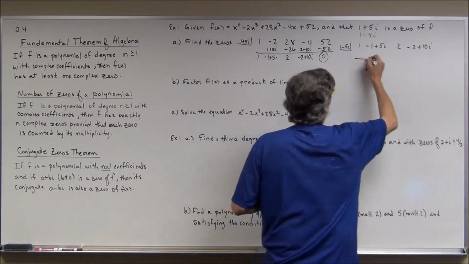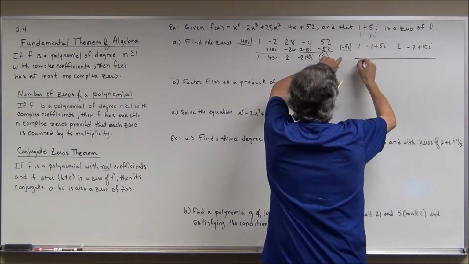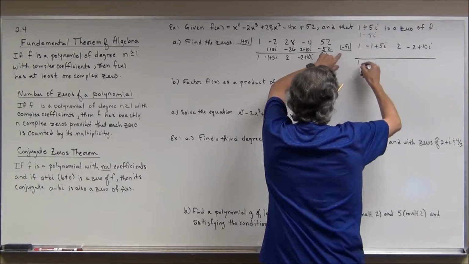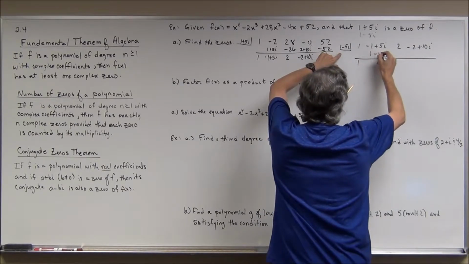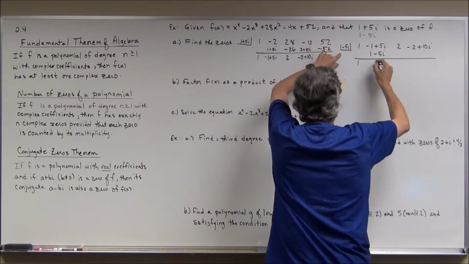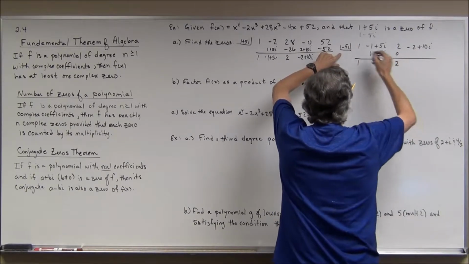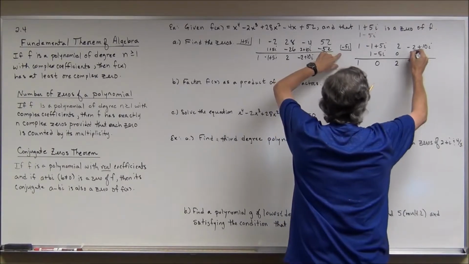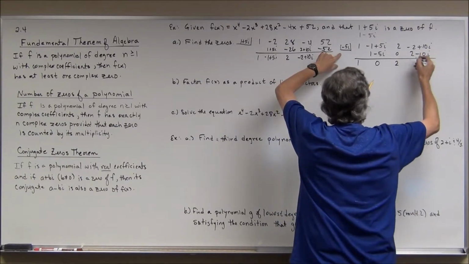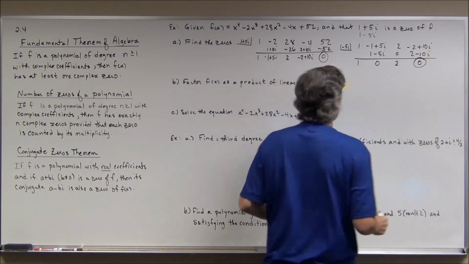All right, here we go. Bring the 1 down and multiply. 1 minus 5i times 1 is 1 minus 5i. Well, that one's nice. That gives me 0. 1 minus 5i times 0 is 0. Bring down the 2. 1 minus 5i times 2 is 2 minus 10i. Oh, really nice. And I get a remainder of 0.